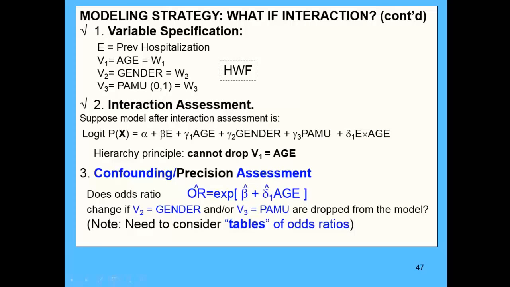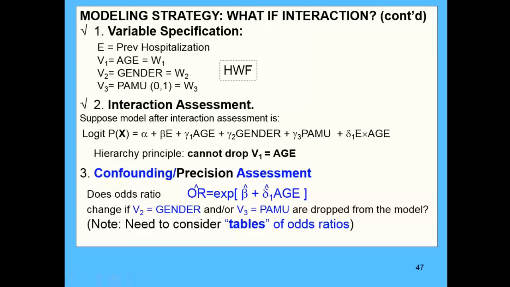That means you don't get a single odds ratio value. The odds ratio will vary depending upon the effect modifier, and the effect modifier is age. So you're going to get different odds ratios depending upon what value of age you use. If you want to ask the question, is there confounding? Well, first of all, you can't drop age, because age has to stay in the model. It's an effect modifier. The only two variables you can consider dropping are gender and PAMU. That's what we did at the end of the class last time. I'm just trying to go over it fairly fast.